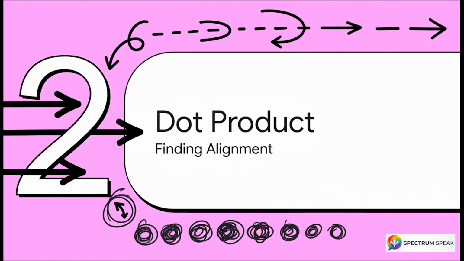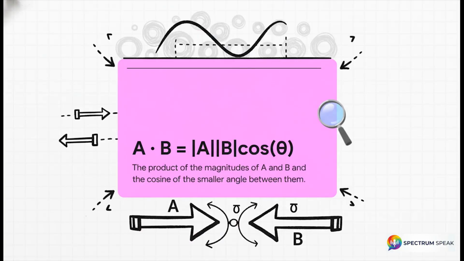All right, first up, the dot product. At its heart, the dot product answers one simple question. How much are these two vectors pointing in the same direction? It's all about alignment. Okay, so the textbook definition of A dot B is the magnitude of A times the magnitude of B times the cosine of the angle between them. So what does that really mean?